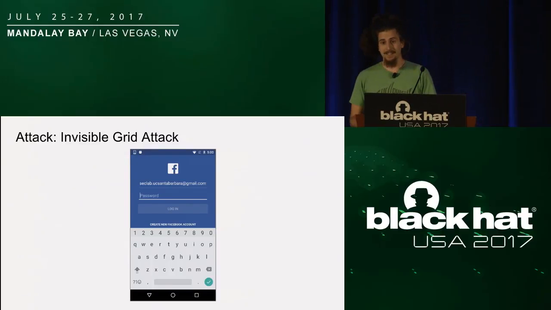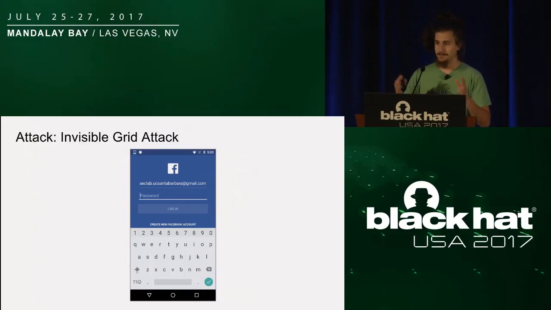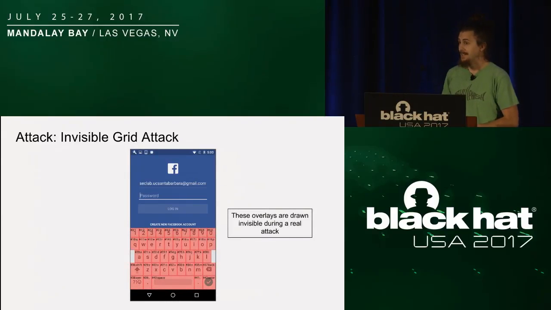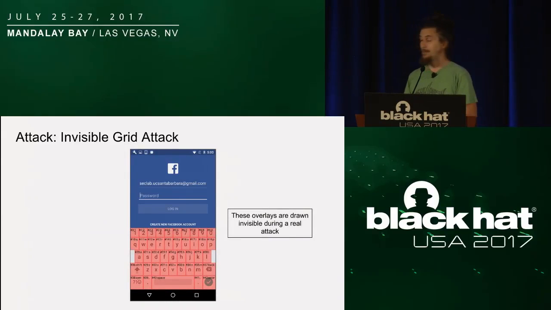Now, the way you weaponize this is that instead of creating just random overlays, you actually create a number of them, one for each key. And now the attacker knows exactly where the user is clicking, passwords, and things like this. This, again, only requires the draw on top permission. There is no accessibility service involved.